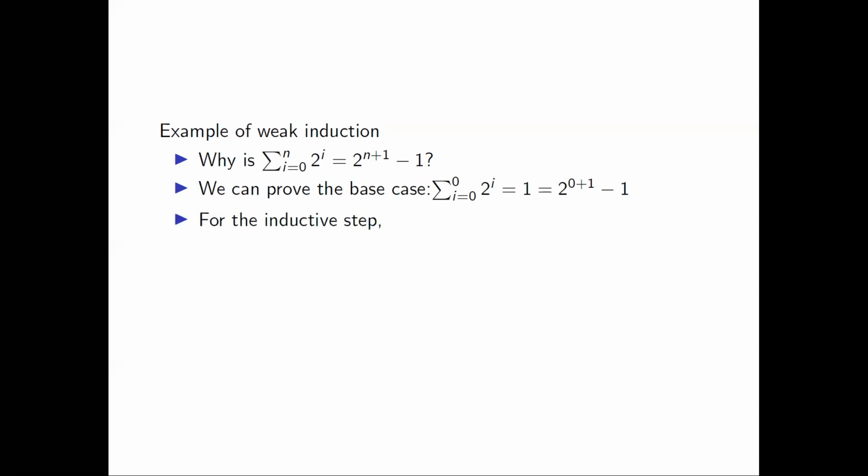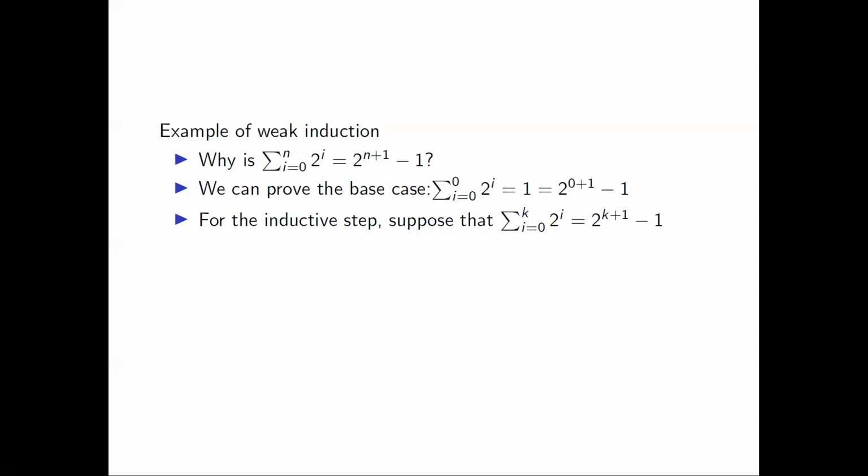For the inductive step, we'll again assume an inductive hypothesis. Here our inductive hypothesis is different. It's saying that the sum from i equals 0 to k of 2 to the i equals 2 to the k plus 1 minus 1. So we just took our proposition P of n, and P of n was that the sum from i equals 0 to n of 2 to the i equals 2 to the n plus 1 minus 1. And we just wrote that with a k.